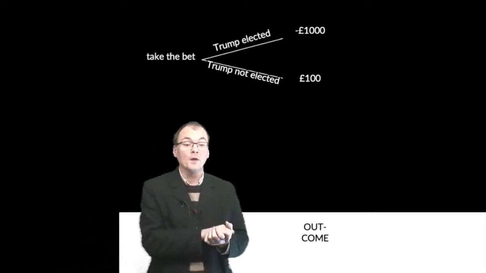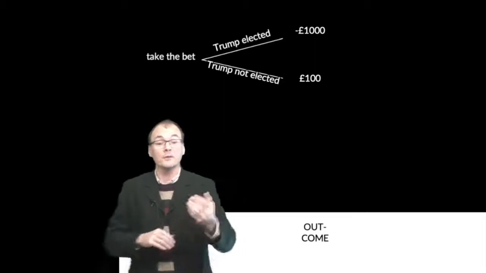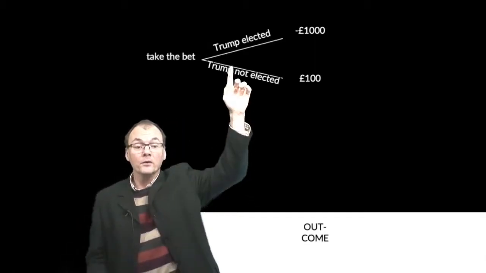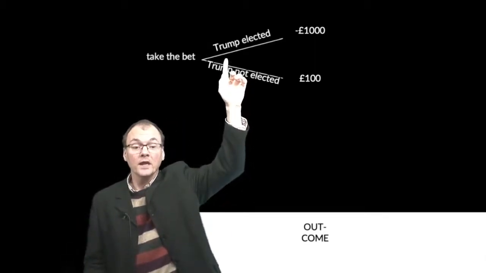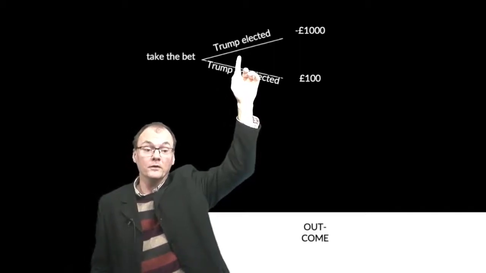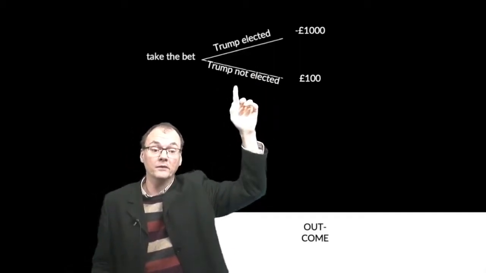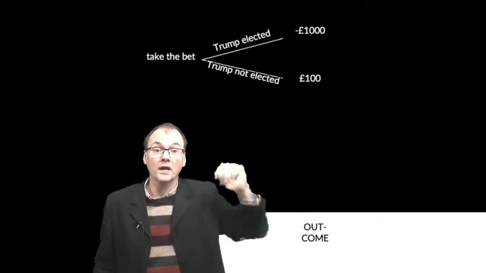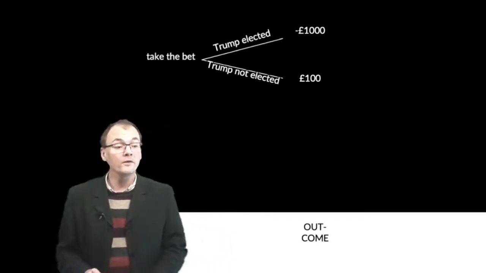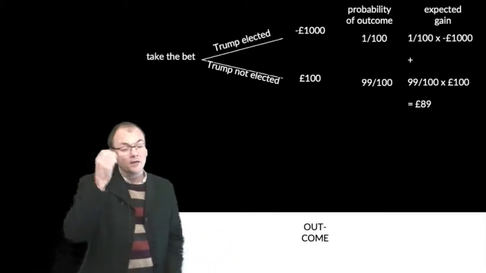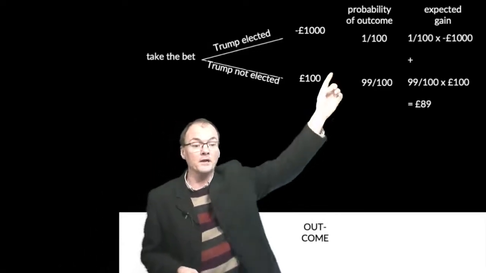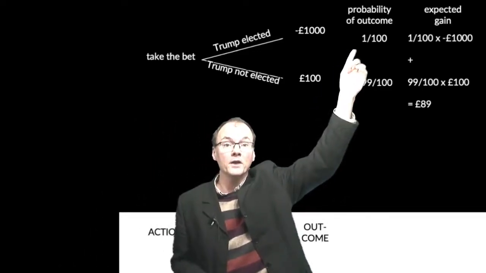And at that point, I was offered a bet. You were offered a bet. Anybody could have taken this bet. And the bet went like this. If Trump did get elected at this point, you would lose £1,000. If Trump was not elected, you would gain £100. Why is that interesting? Well, let's say, I think roughly the probability of Trump being elected at this point would be something like 1 in 100.